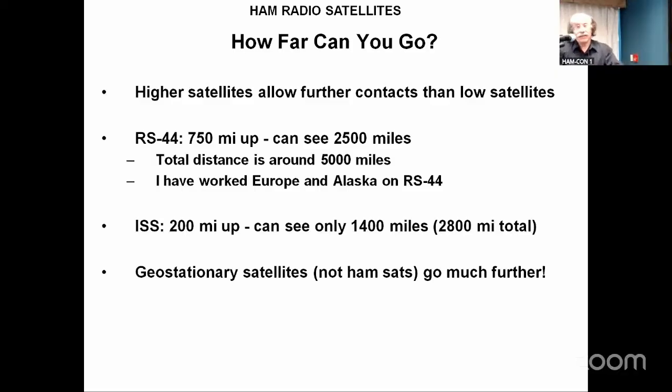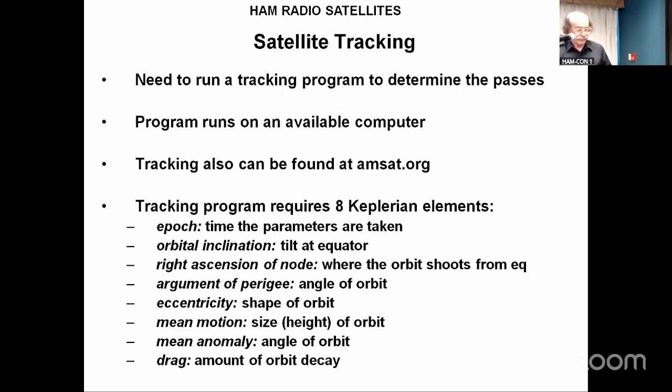The ISS, which is the International Space Station, is only up 200 miles. That can only see about 1,400 miles, or about 2,800 miles total. That's good for working local guys. Of course, with the geostationary satellites you can go much further, but that is not open to us. We don't get to play there.